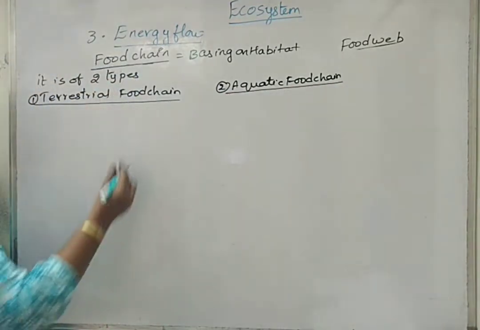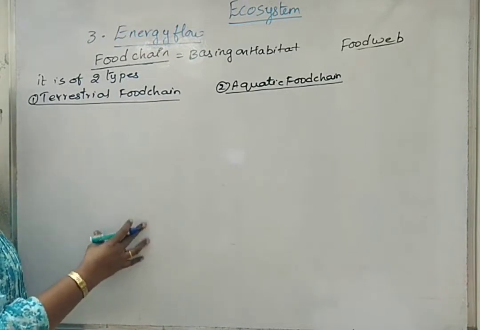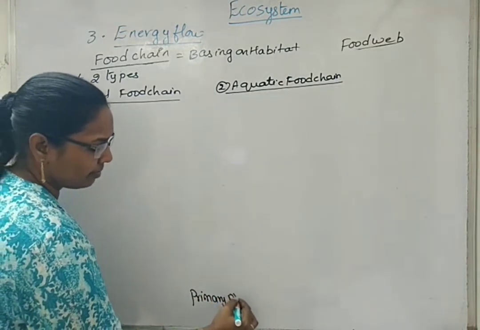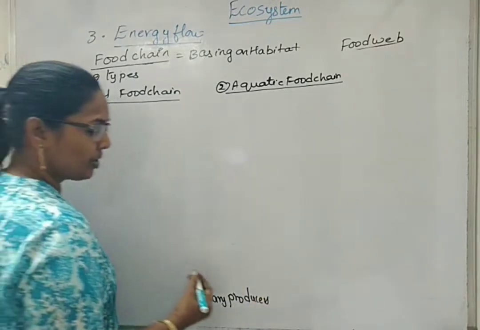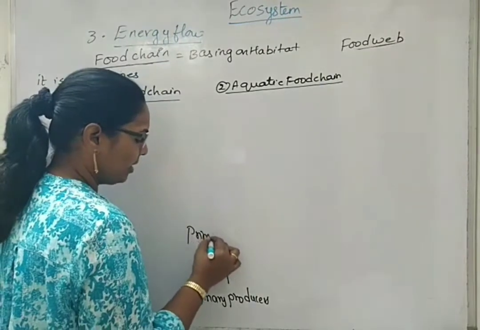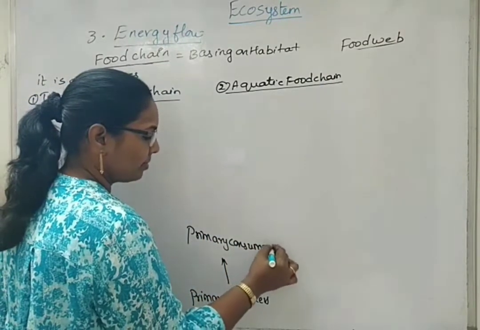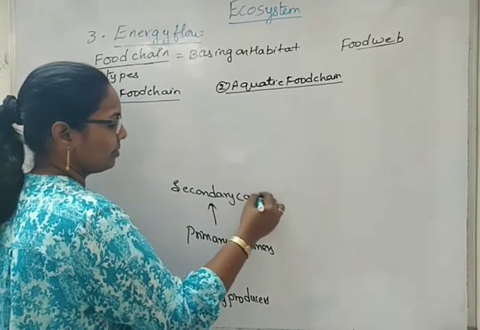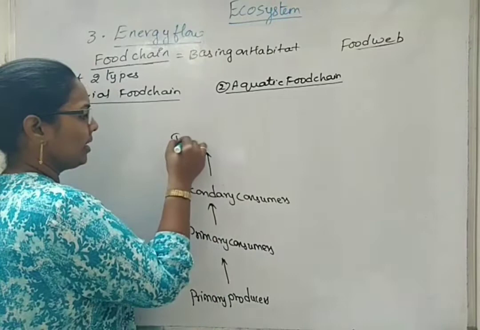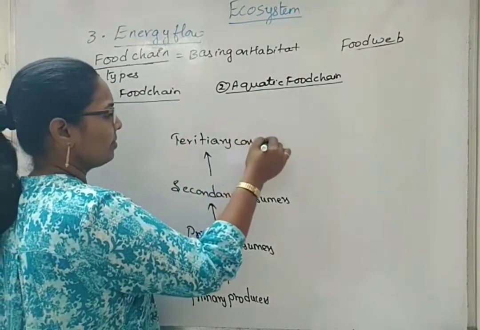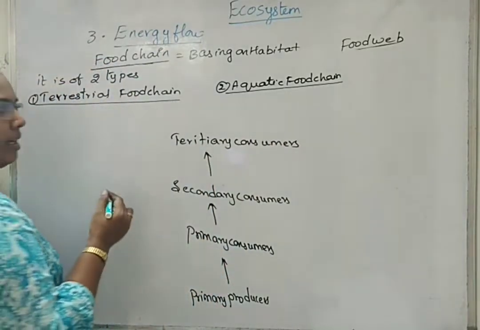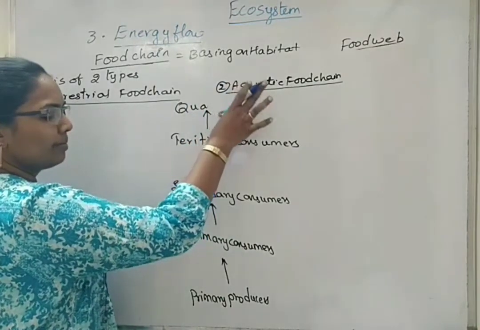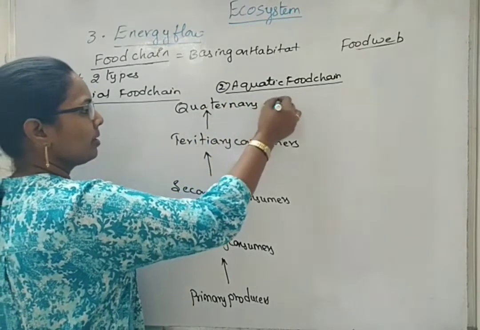Now, this we can learn by mentioning the trophic levels and also the types of producers. If we take primary producers, that is trophic level 1. Primary producers are eaten by primary consumers. They are eaten by secondary consumers. They are eaten by tertiary consumers. There is another type of organisms mentioned under quaternary consumers.